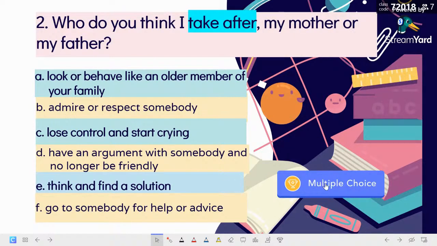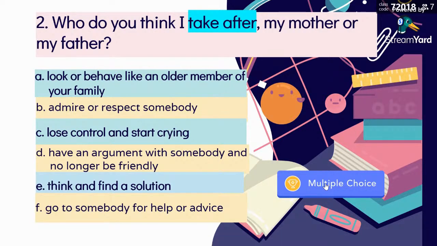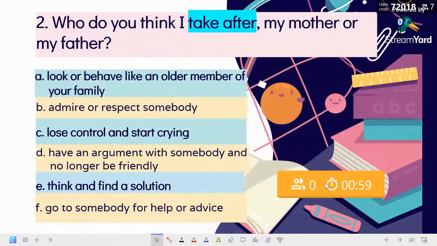Okay, next one. Who do you think I take after? My mother or my father? Okay, start. Okay, who do you think I take after? My mother or my father?